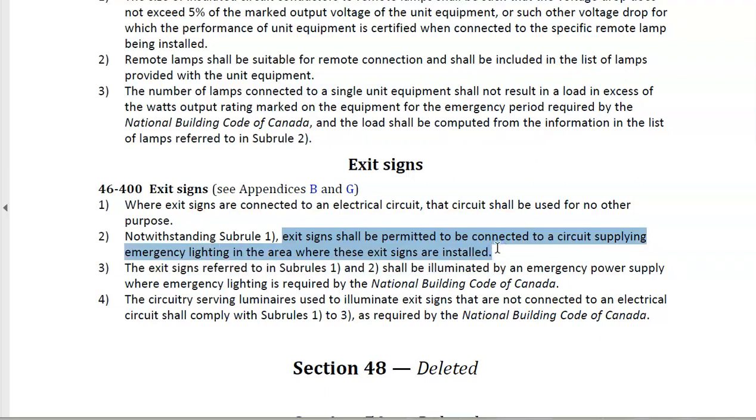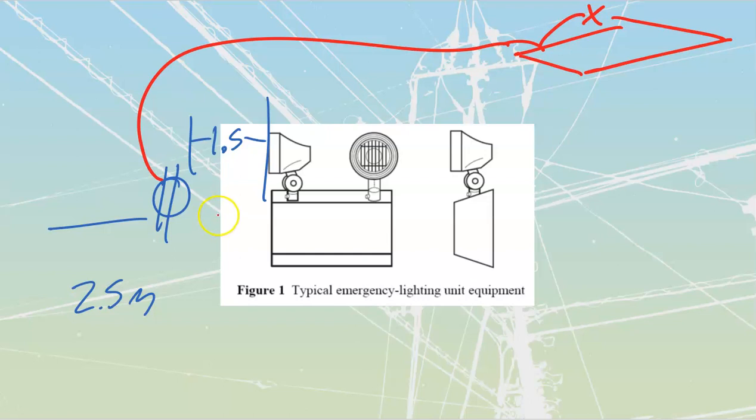So going back into what we had over here, here was my unit equipment receptacle mounted 2.5 meters above the floor. Here's my unit equipment itself that was going to plug in. I took this off of the incoming 120 volt that was coming from here. It turns out that I would also be allowed to take off my exit sign itself from that same circuit because that circuit is supplying the emergency lighting in that area.